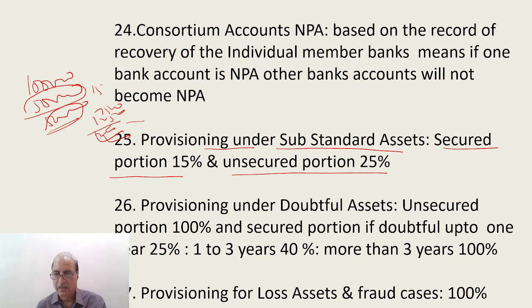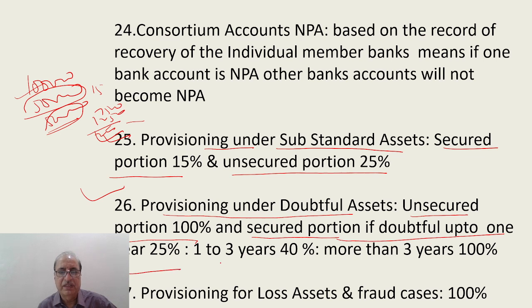Now we are coming under provisioning. Question number 26, provisioning under doubtful asset. Here unsecured portion 100%, and secured portion, if doubtful up to 1 year 25%, doubtful 1 to 3 years 40%, and more than 3 years 100%. So once again we are taking, supposing this account has 1 lakh outstanding, 50,000 is secured and 50,000 is unsecured. So in this case, what will happen? If it is doubtful up to 1 year, then 100% on the unsecured and 25% on the secured.